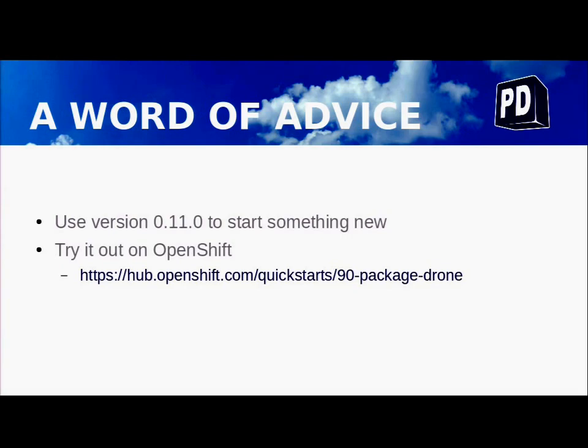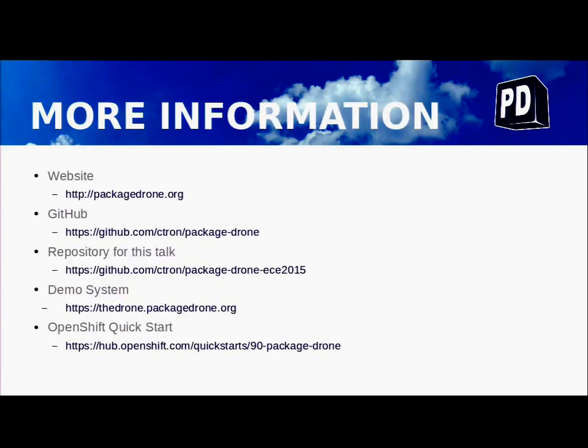If you just want to try it out, the easiest way is to go to OpenShift. There's a quick start. OpenShift is from Red Hat, and you can host your server on it. There is a recipe, so you just click a button on a website and it sets up a virtual server on their infrastructure, and it's running Package Drone in 5 minutes. So that's the easiest way right now.